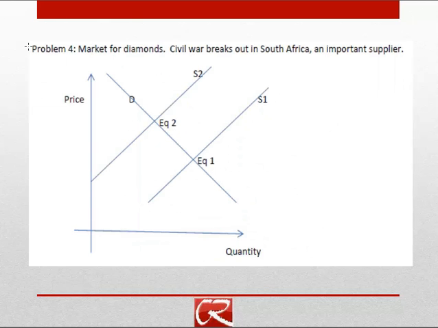Problem number 4, consider the market for diamonds. And suppose that civil war breaks out in South Africa, which is one of the world's most important diamond suppliers. Well, if civil war breaks out in one of the most important suppliers, then we're going to see that there's a lower overall supply of diamonds available. A lower or lesser level of supply is a leftward shift, because left is less and right is more. So we shift the supply curve to the left, and we shift from equilibrium 1 to equilibrium 2. So we see that quantity falls and prices rise.